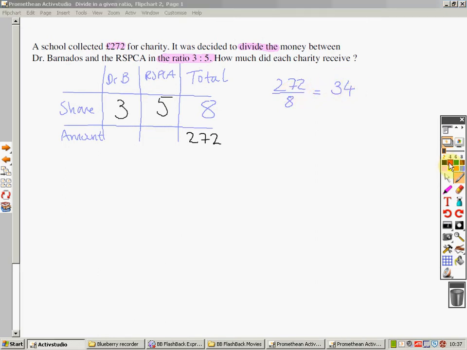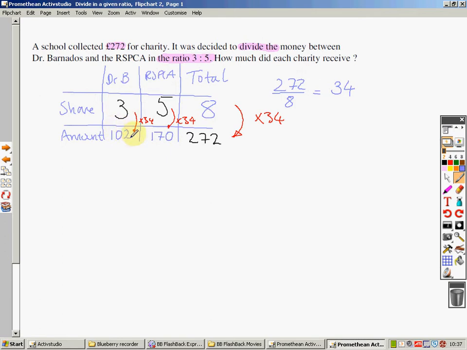So I've identified that my multiplier for this question is times 34. And it means that anything on the top line will be multiplied by 34 to give me the corresponding value on the bottom line. So I can just go in there and write times 34, times 34. Go away and do my calculations. 5 times 34 is 170. So I can now write 170 in there. And 3 times 34 is 102. So I can write 102 there.